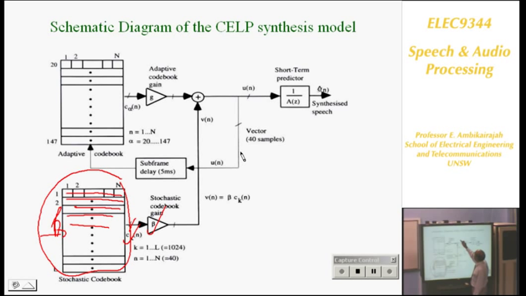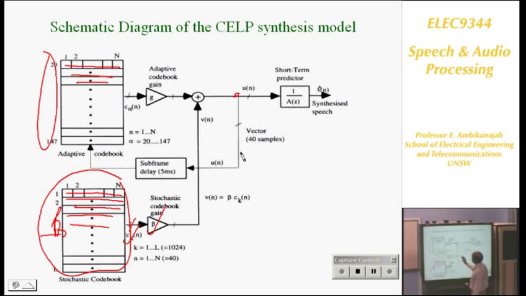And we had then the long-term predictor. I have converted that into locations 20 to 147, because they are the pitch period, and they also have 40 samples here. Their 40 samples belong to that position.